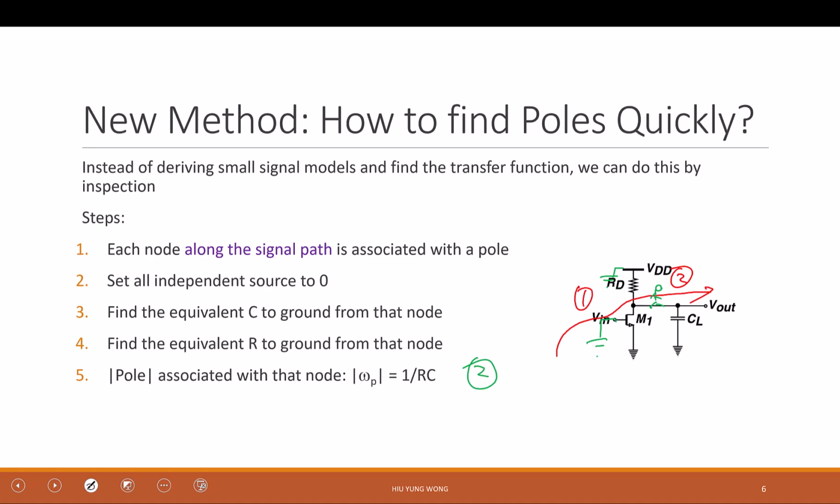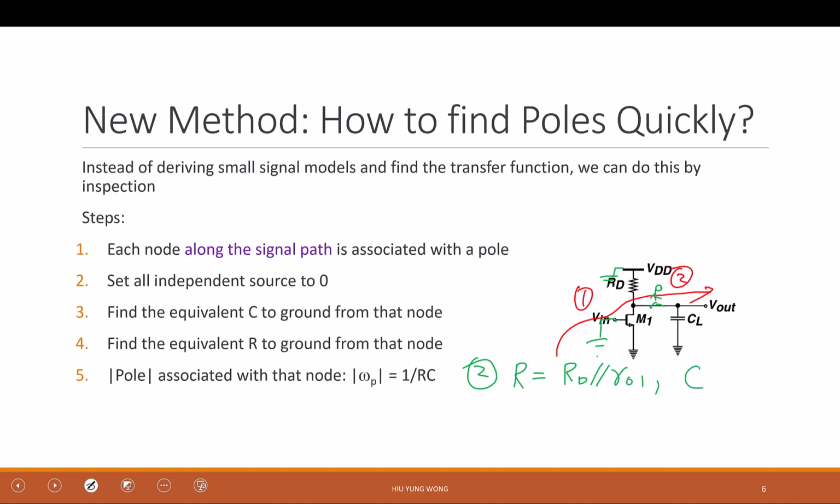And then you say that, well, I can go up through RD to the ground because VDD is AC ground, right? And I also can go through the transistor M1. If you say M1 has no channel length modulation, then it's infinity. Otherwise, you just put R01 in parallel, and then I'm done with this.